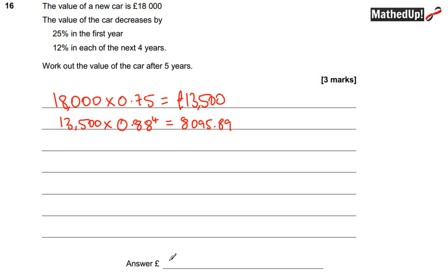So over here, £8,095.89. We'll put a pound there.